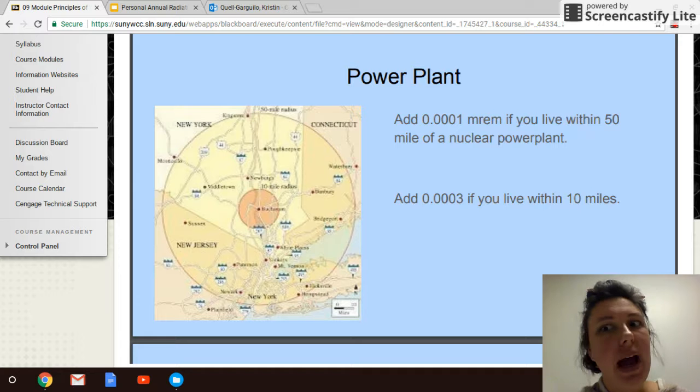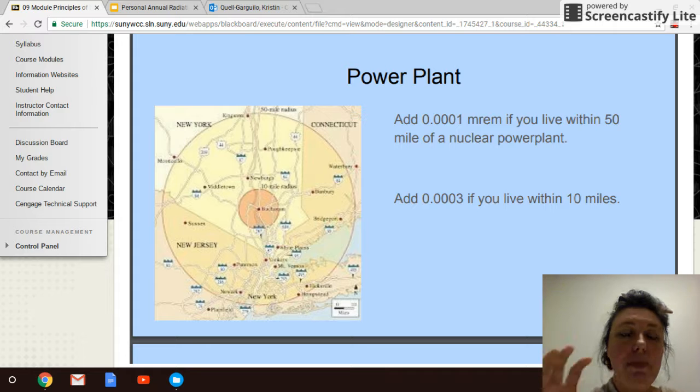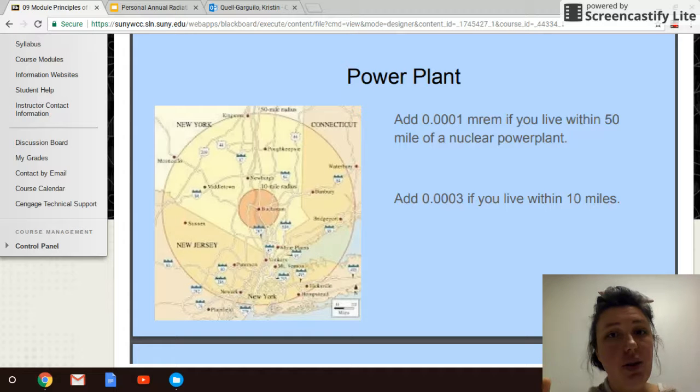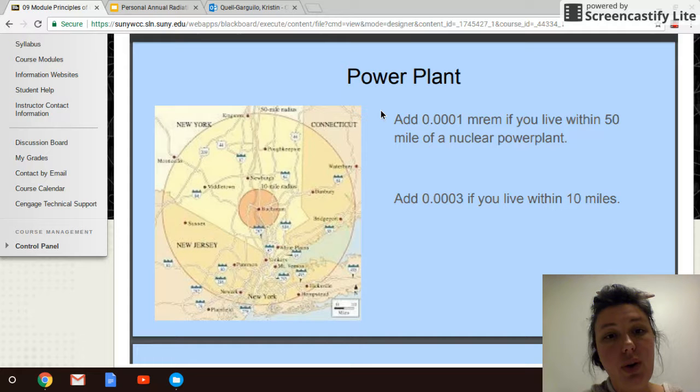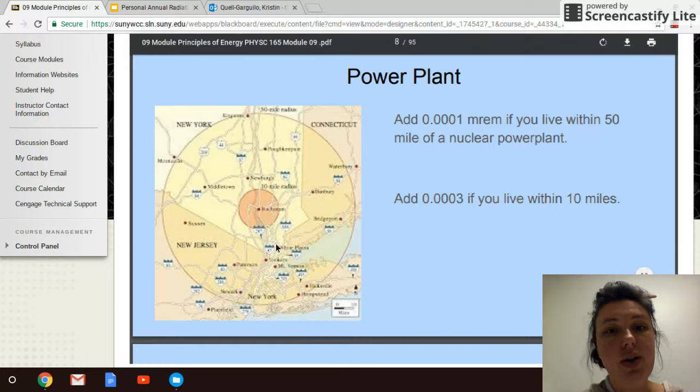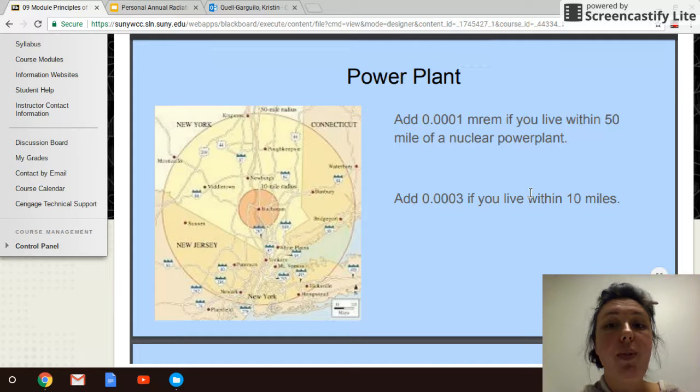Next one is power plant exposure if you live near a nuclear power plant. For most students in this class, since you are at Westchester Community College, which is located in or near Valhalla, you are probably in Westchester. And so if you are in the outer part of the circle on this radius, give yourself a 0.0001 mrem.